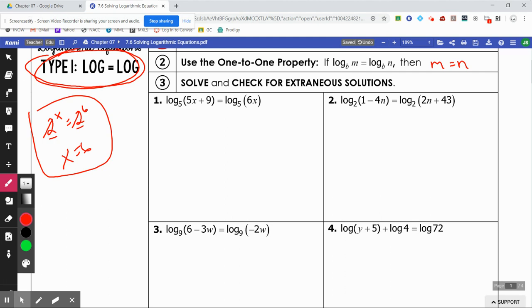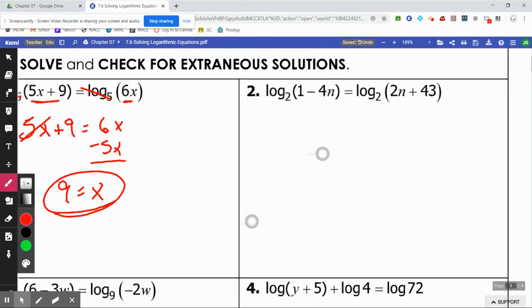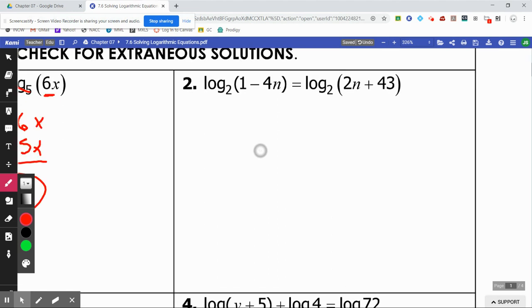We have log base 5 of stuff equals log base 5 of stuff. Forget about the logarithms and simply set 5x plus 9 equal to 6x and solve. Move your 5x's to the other side by subtracting, and you get that x is equal to 9. And you can plug those in, and you will get the log of 54 equals log of 54, which does check out.